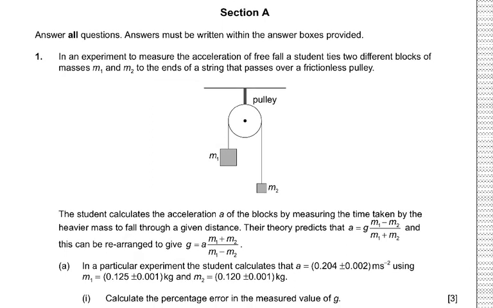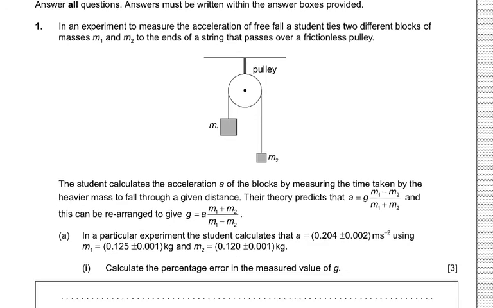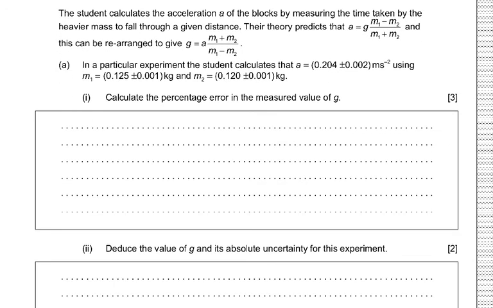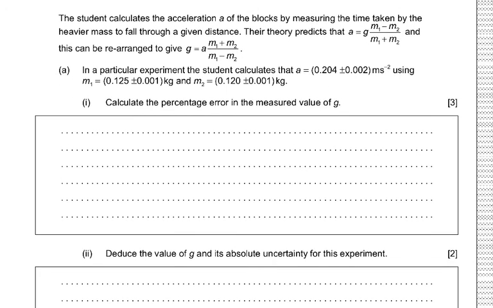They're data manipulation questions. And so here we have an Atwood machine with two masses, and it talks through how the gravitational acceleration is given by the acceleration of the system times the sum of the masses divided by the difference between the masses. And so they give us values for acceleration, mass 1 and mass 2, with their values and their absolute uncertainties. And so A1 says calculate percentage error in the measured value of G.